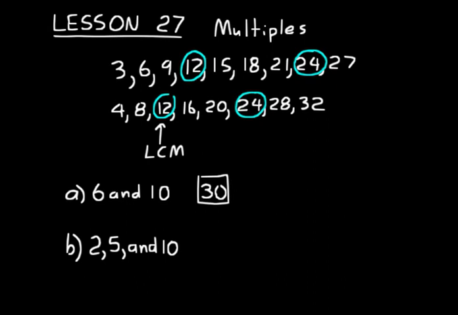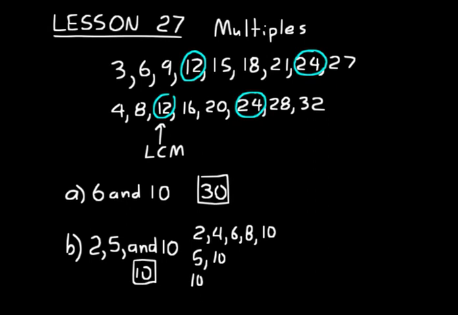Now let's do B, 2, 5, and 10. Now we're working with 3 numbers. It gets a little more complicated, and you could just think of some different numbers there. You might just want to write them out. For 2, you'd start 2, 4, 6, 8, 10. 10 would work because 2 times 5 is 10. And then 5, you'd have 5, and 5 times 2 is 10. And then just 10 times 1 is 10. So there it is. The least common multiple between those 3 numbers is 10.